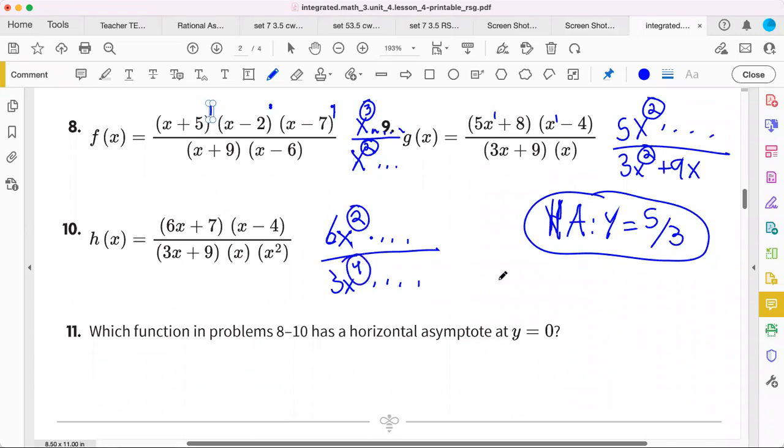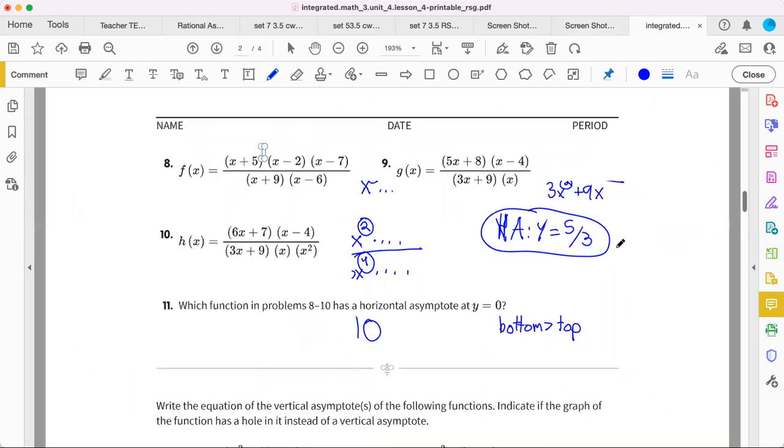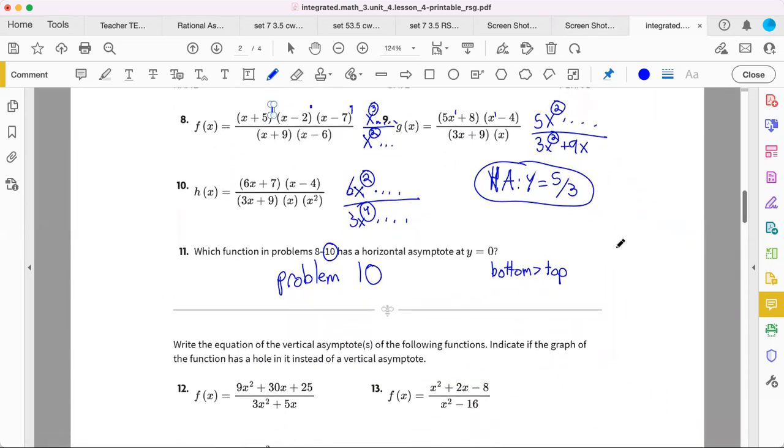There you go. Which function in problems 8 through 10 has a horizontal asymptote at y equals 0? That occurs when the bottom is greater than the top. So the only option that has that happen is problem 10. So which problem is it? Problem 10. It's interesting. I kind of nodded at the horizontal asymptote there, but didn't know I had to bring it up until problem 11.